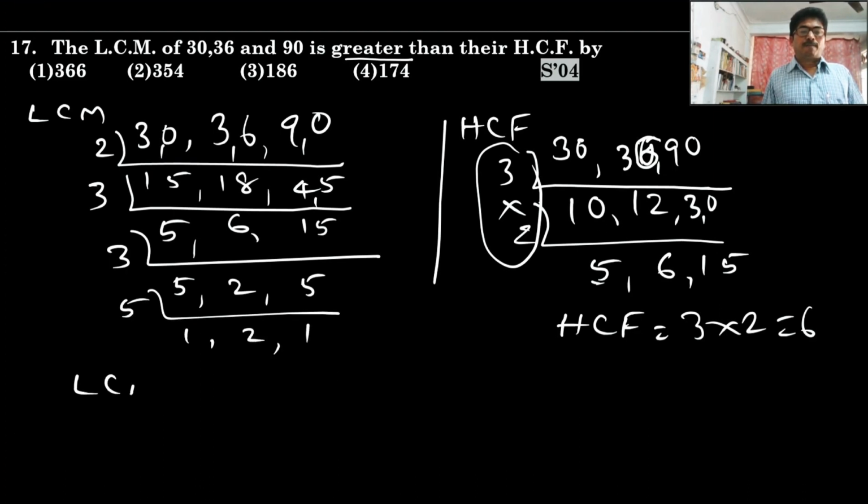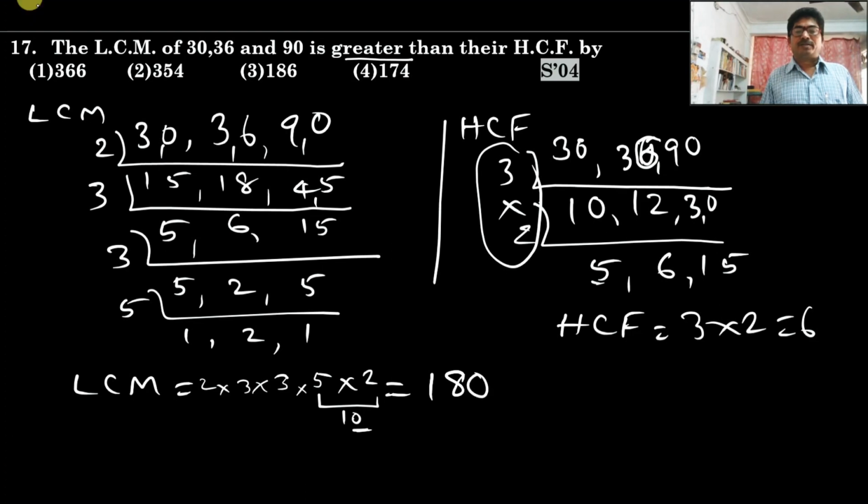So LCM of these numbers, 2 into 3 into 3 into 5 into 2, that is equal to this 10, 2 3s are 6, 6 3s are 18. So we have to write this 0 on the right side. So LCM is 180.